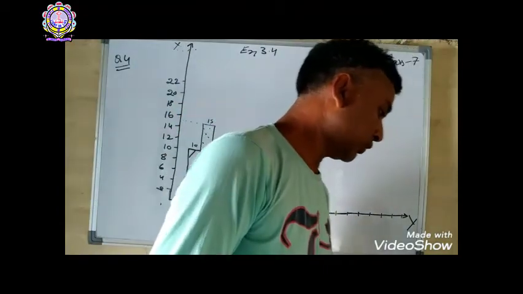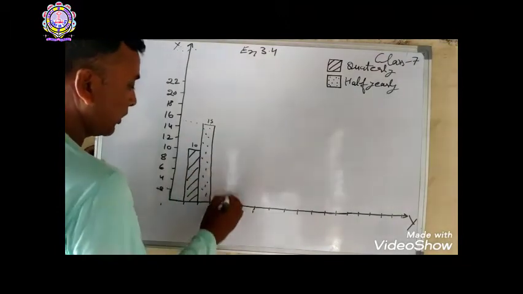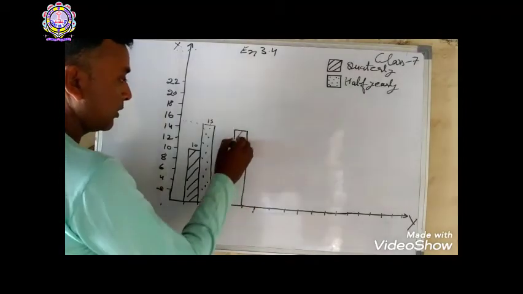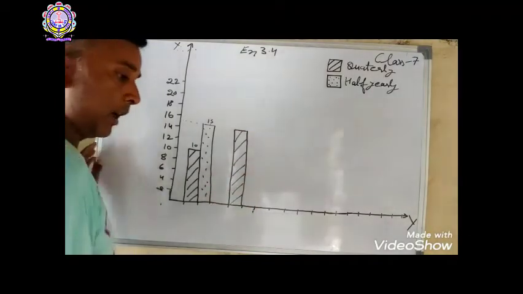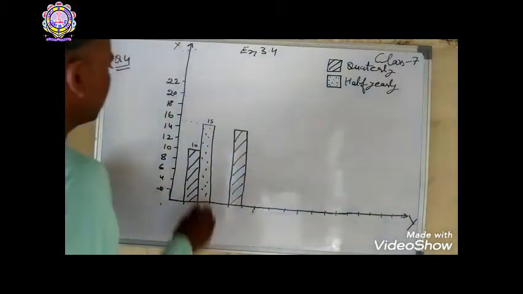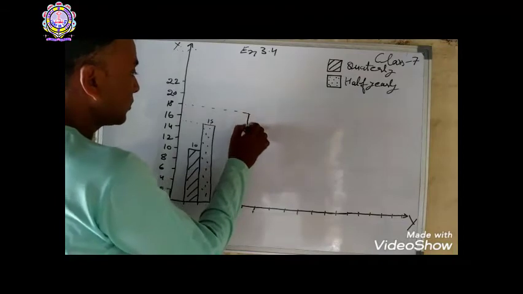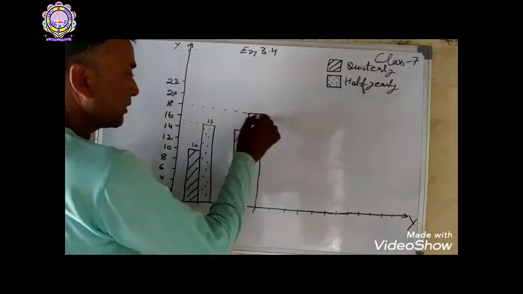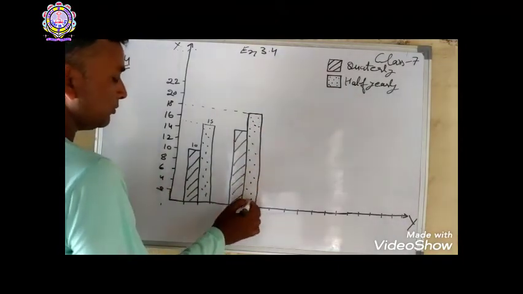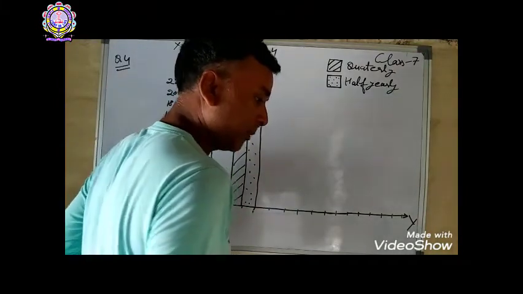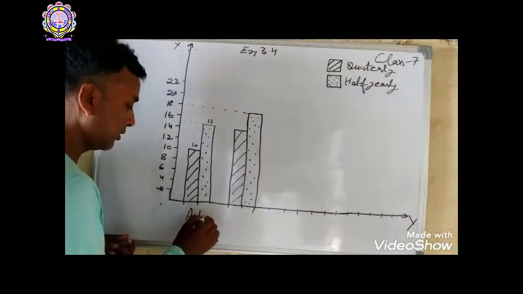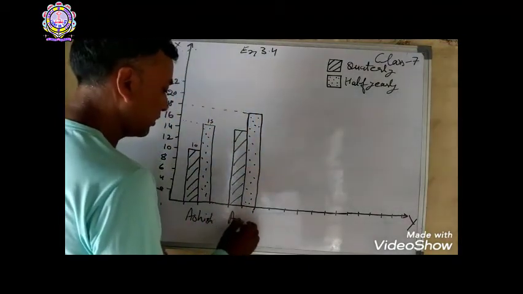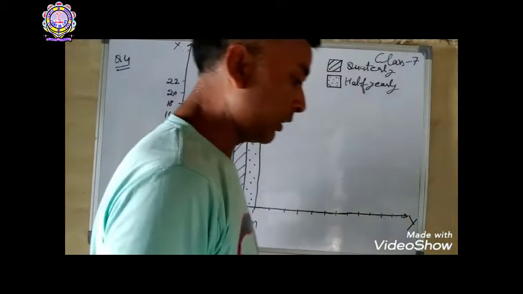Second is Arun. So quarterly 15, like this, and half yearly 18. This is half yearly. So next is half yearly, and the half yearly symbol is like this. So we draw like this and write the name here. Who gets the marks? So first is Ashish. This is Ashish. Second is Arun.